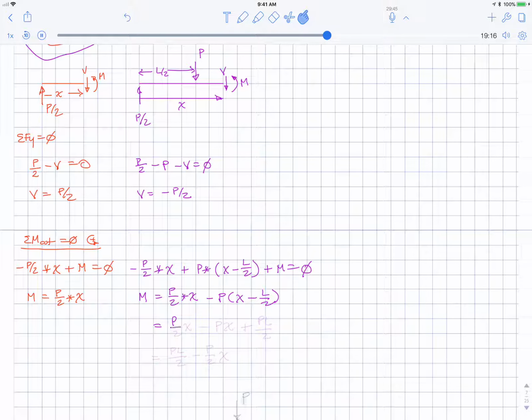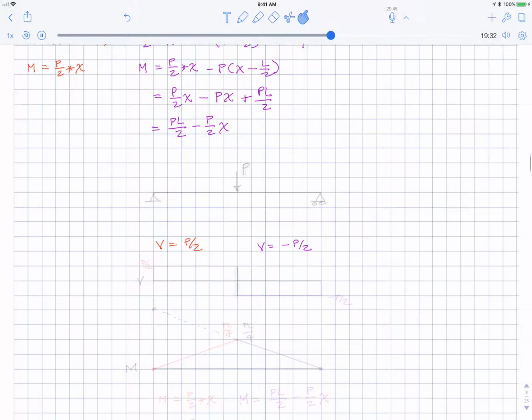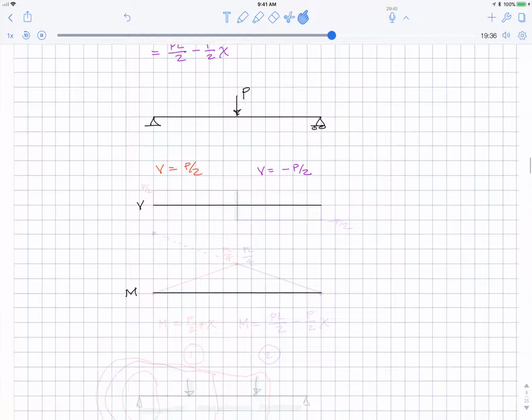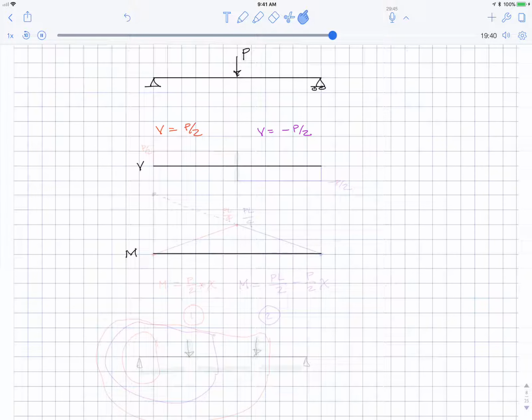Expanding that out, P over 2x minus P times x plus PL over 2. And that comes out to PL over 2 minus P over 2x. Let's plot the purple and red equations for V and M. Again, we're going to draw these right below the beam. Here I've pasted in a picture of the beam and V and M. What I'm going to do is copy the equations, bring them down here, and I'll show you what the plots look like.